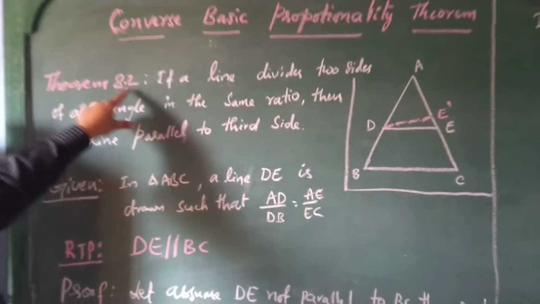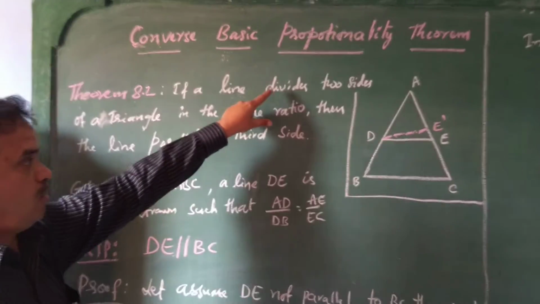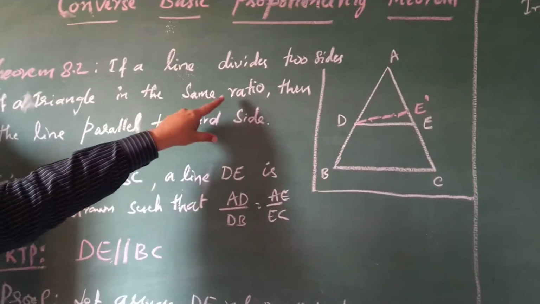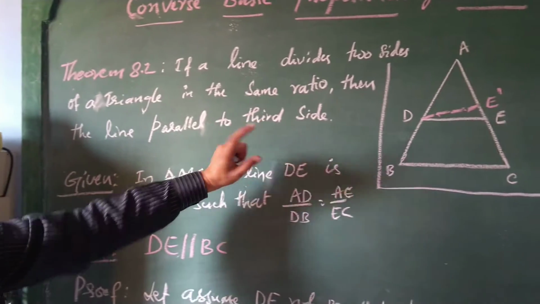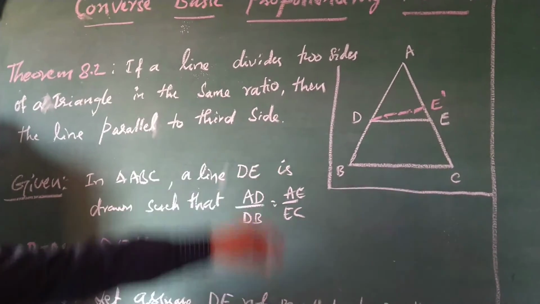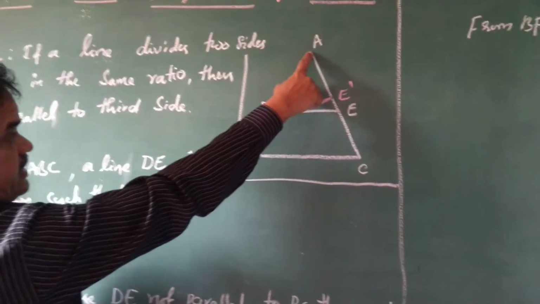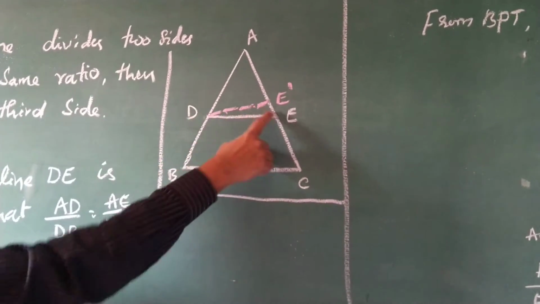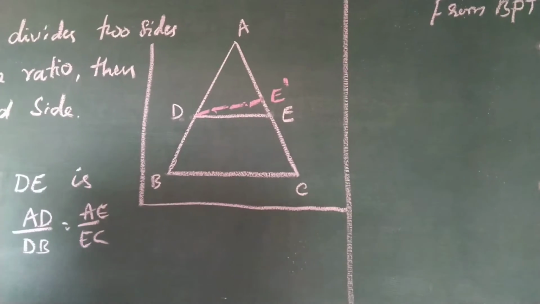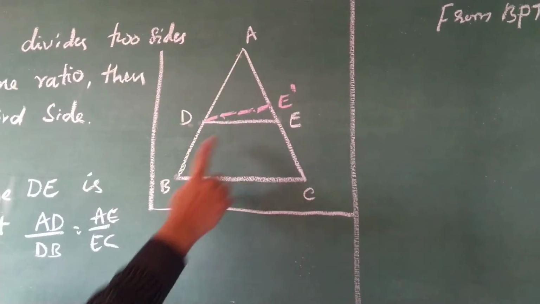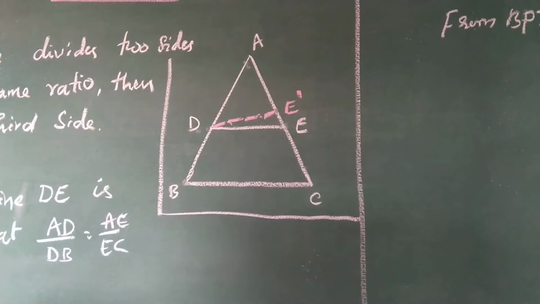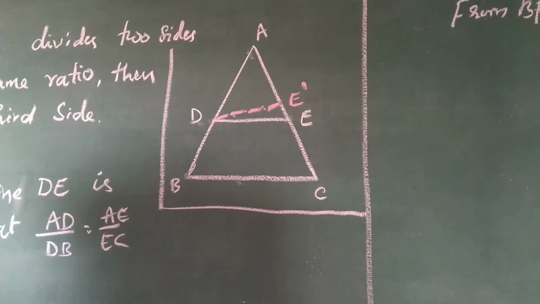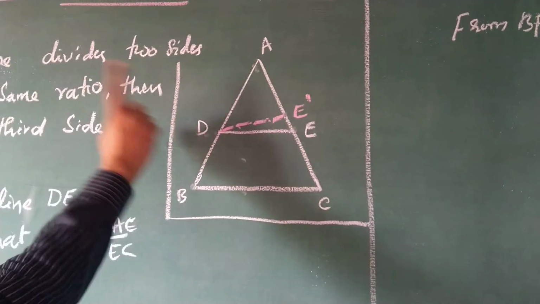This is theorem 8.2. If a line divides two sides of a triangle in the same ratio, then the line is parallel to the third side. Once again I will explain this diagram. In triangle ABC, a line is drawn to two sides of the triangle. It divides the other two sides in the same ratio. Then the line is parallel to the third side.